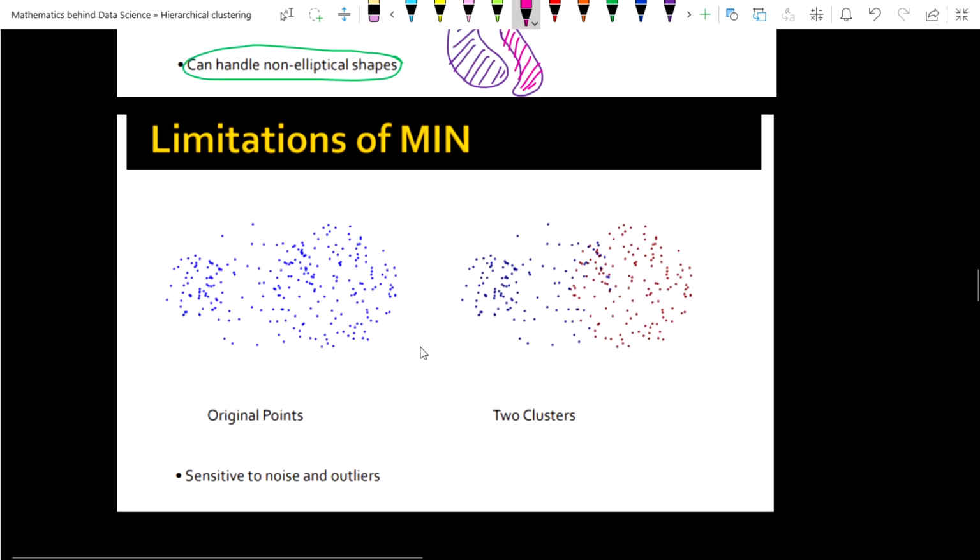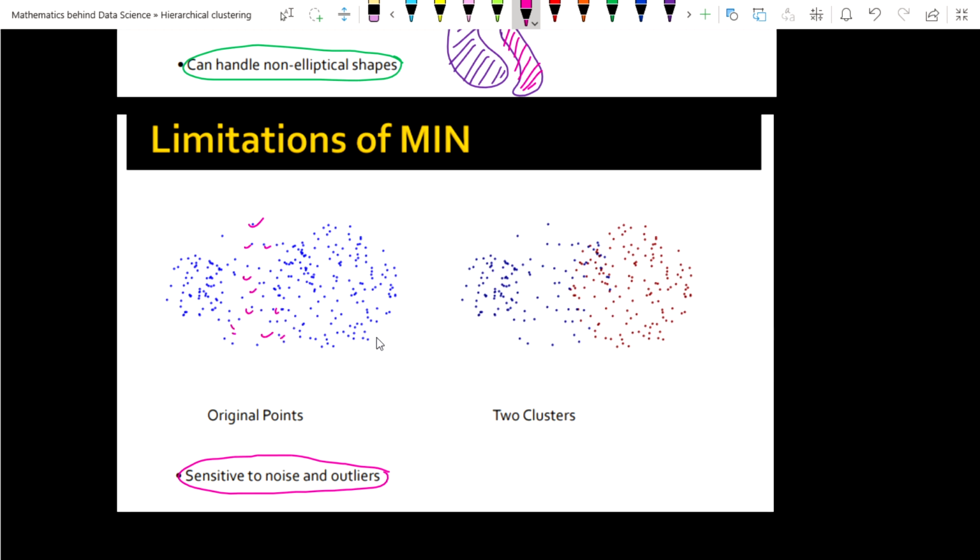But there are also some limitations. The main limitation is the sensitivity to noise or outliers. This is the main limitation of it. It is sensitive to noise or outlier types of data points. Just see these pictures. In this data picture, if you closely see, these are the outliers of our data. These are the outliers.